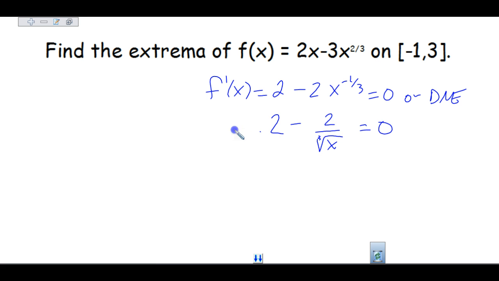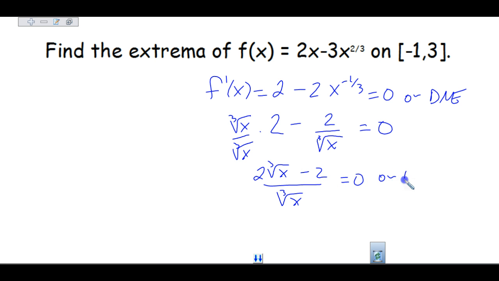So this one here is going to need to be multiplied by the cube root of x over the cube root of x. That would give me 2 cube root of x minus 2, all over the cube root of x, is equal to 0 or undefined still. Whenever I'm dealing with a rational function, it can only equal 0 where the numerator equals 0, but it will be undefined where the denominator is equal to 0. So that's how we're going to get our critical numbers.